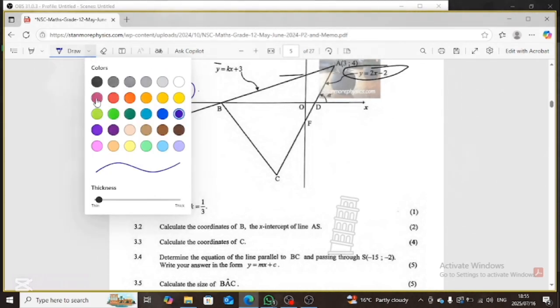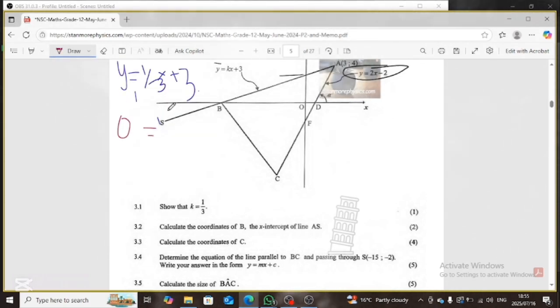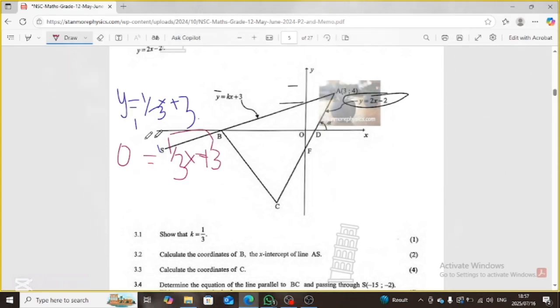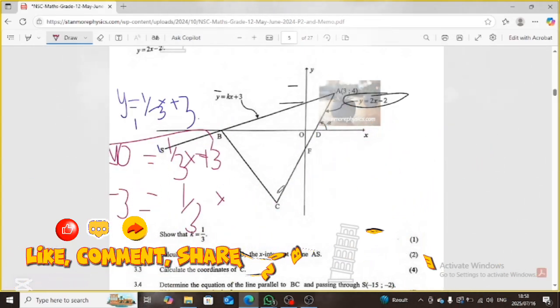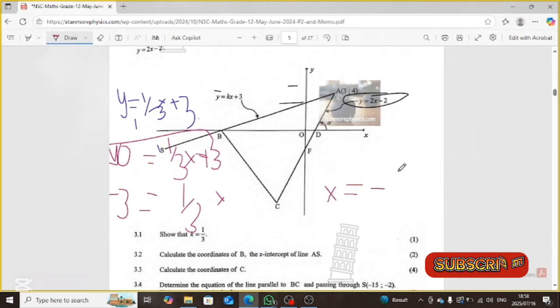We let y equals 0, giving us 0 equals 1 over 3x plus 3. Transpose 3 to the left of the equal sign, then cross-multiply. Therefore, x equals minus 9. Therefore, the coordinates of B will be (-9, 0).